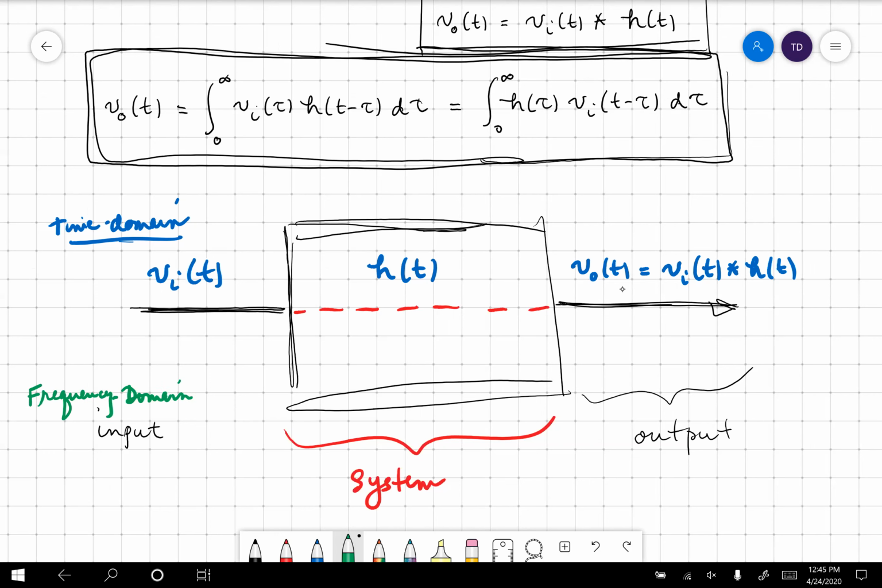then we're down here, and we have VI of S, and we have H of S, and then we have VO of S equals VI of S times H of S. That's the picture that I see. I see that in my head all the time. That's the picture. Now, let's go and look at some examples here.